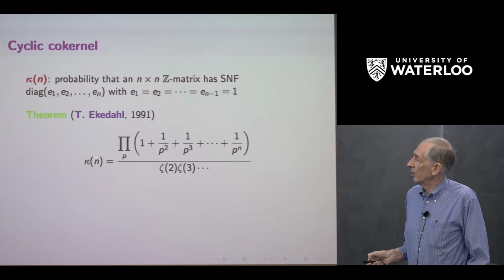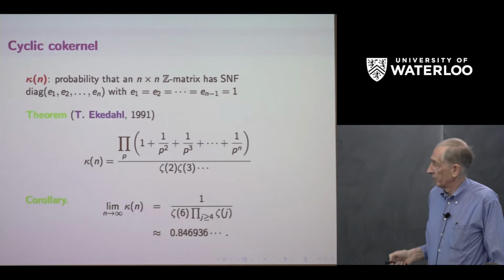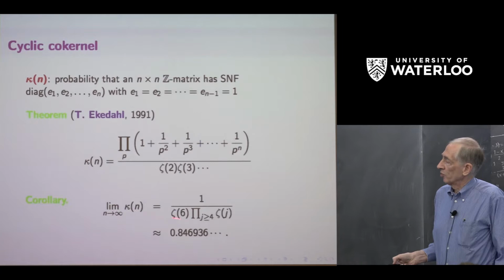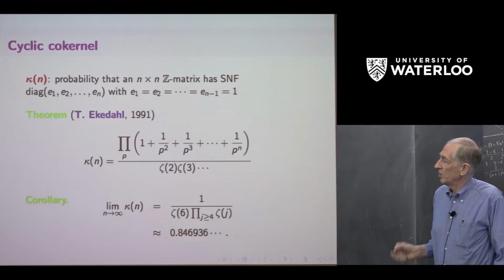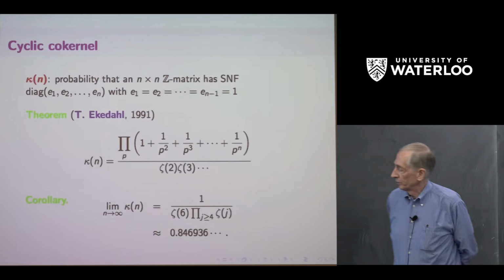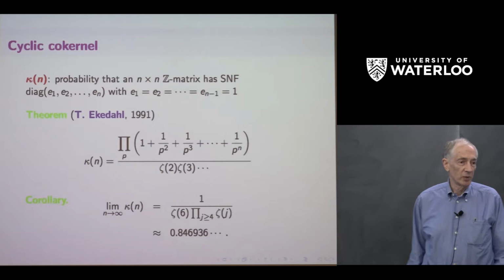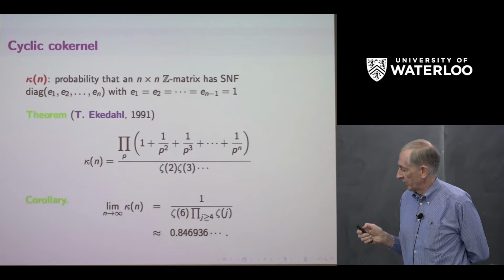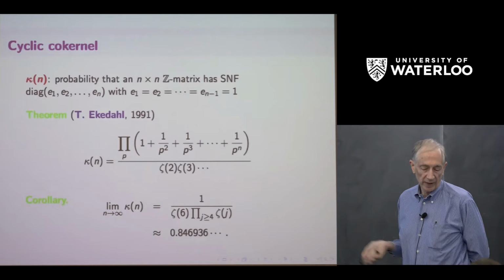When you let n go to infinity, as the matrix gets larger and larger, what's the probability that the co-kernel is cyclic? This limit, one can prove, is this product: 1 over zeta of 6 times the product over j greater than or equal to 4 of zeta of j. That's about an 85% chance of a cyclic co-kernel, which, without knowing this, I would have guessed the probability would be 1, because you're asking, it's the same as saying that the n minus 1 by n minus 1 minors are relatively prime. It's equivalent to that.